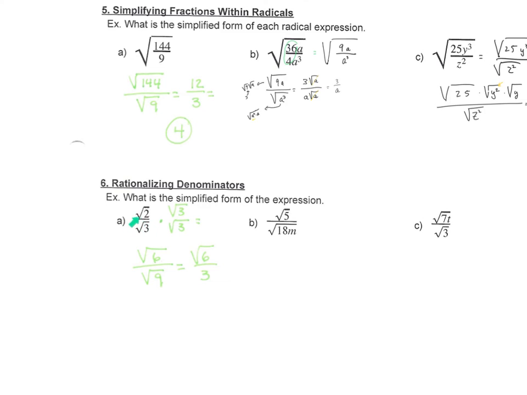And so here we have the square root of 2 over the square root of 3. Well, if I multiply by the square root of 3 over the square root of 3, that is the value of 1. I haven't changed the expression's value, but I do now have the square root of 6 over the square root of 9, and the square root of 6 is prime, I can't do anything with that, and then over 3. And I've simplified. I have removed the radical from the denominator.